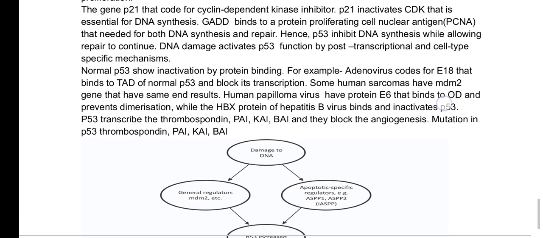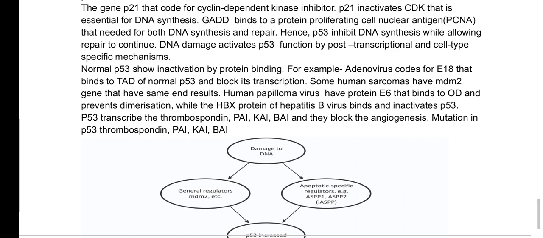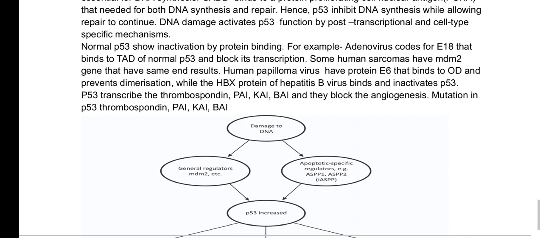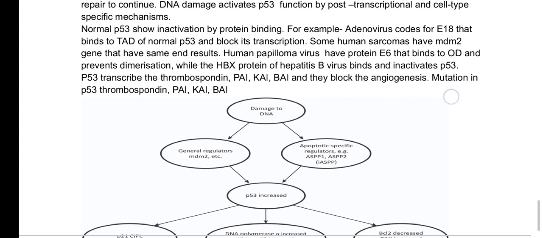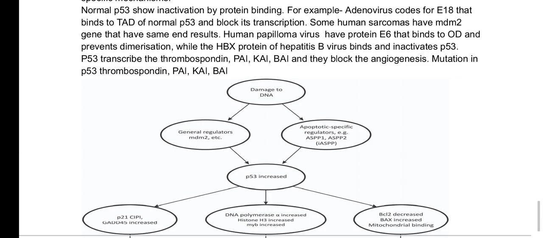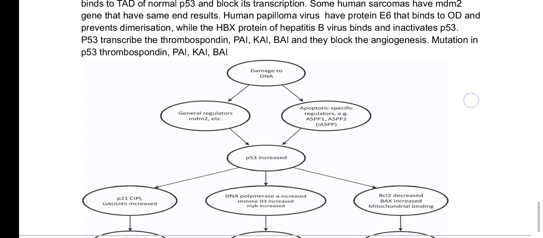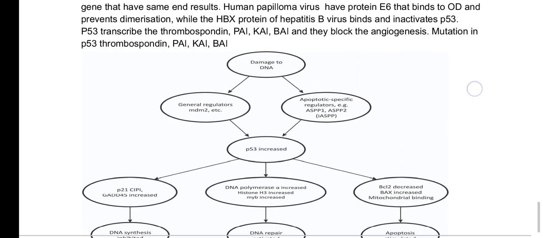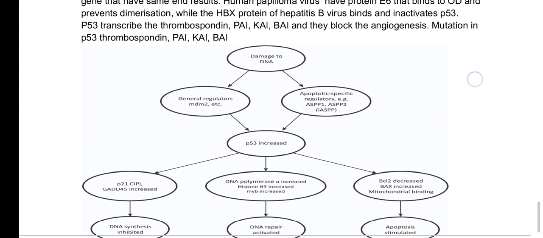DNA damage activates p53 function by post-translational and cell type specific mechanisms. Normal p53 can be inactivated by protein binding. For example, adenovirus codes for E1B that binds to the TAD of normal p53 and blocks its transcription. Some human sarcomas have an amplified MDM2 gene. Human papillomavirus has protein E6 that binds to the oligomerization domain and prevents dimerization, while the HBx protein of hepatitis B virus binds and inactivates p53.